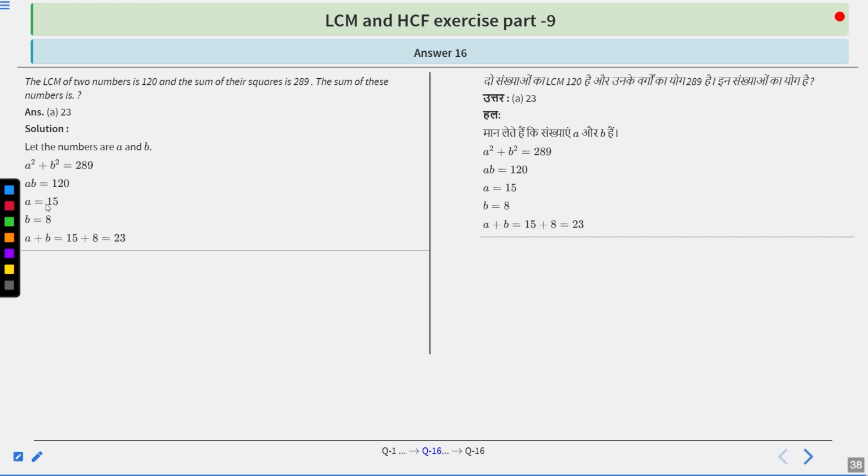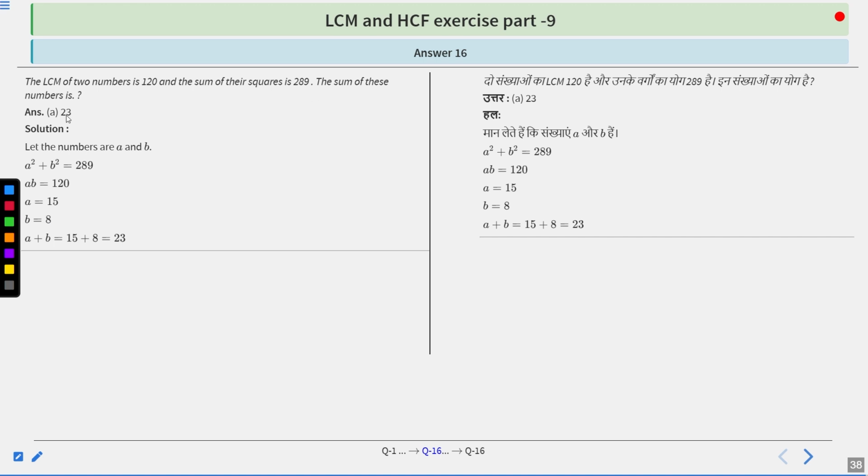conclude that A is 15 and B is 8. Because 15 into 8, AB is 120. 15 square is 225 and 8 square is 64. 225 plus 64 is 289. So the values of A and B are 15 and 8 respectively.